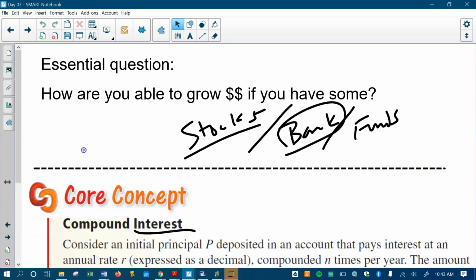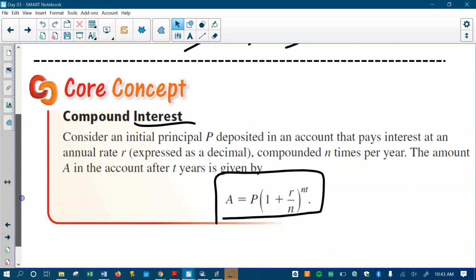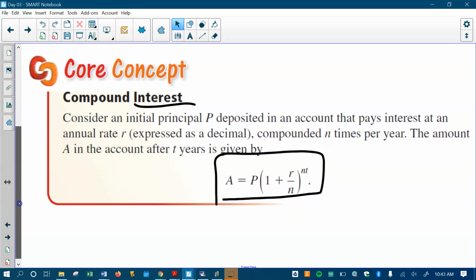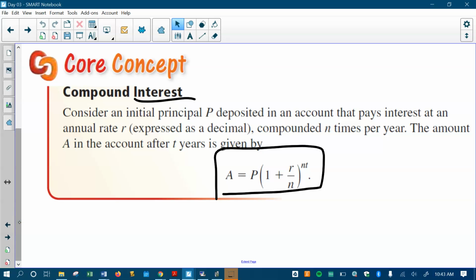Okay, this video is going to be somewhat short. This is for the other half of 6.1, part 2. This is for compound interest. I just want to go over what these letters are. This is the formula you're always going to use. It's definitely worth putting on your note card.